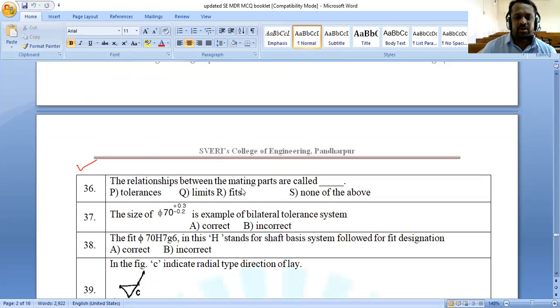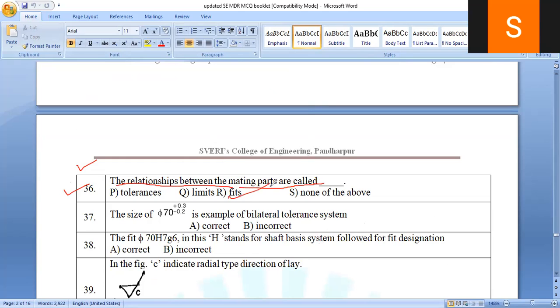The relationship between 2 mating parts is called what? What is the answer for that? The relationship between 2 mating parts, फिट्स, called as. What is this? It is the bilateral character here.